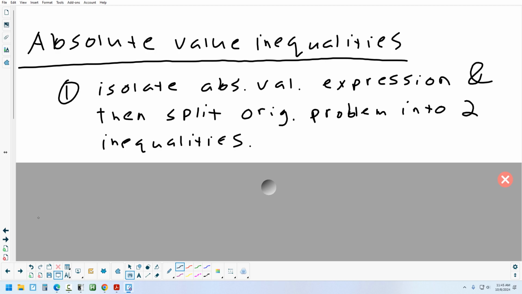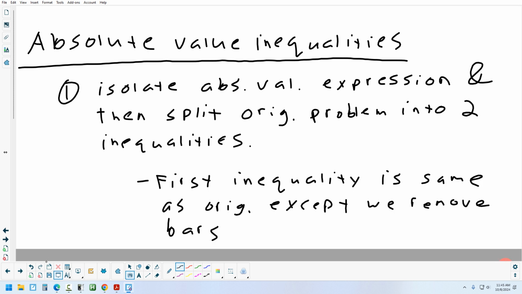You just write it down without the absolute value. Just write it down without the bars. That's all you got to do for the first one. It's the same as the original problem, just take away the bars.